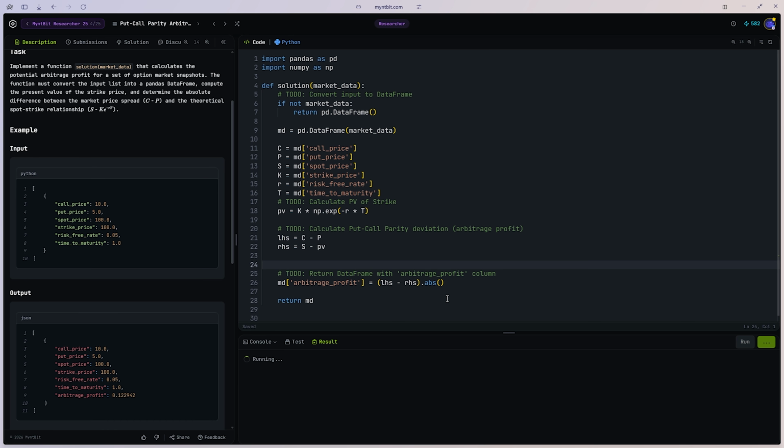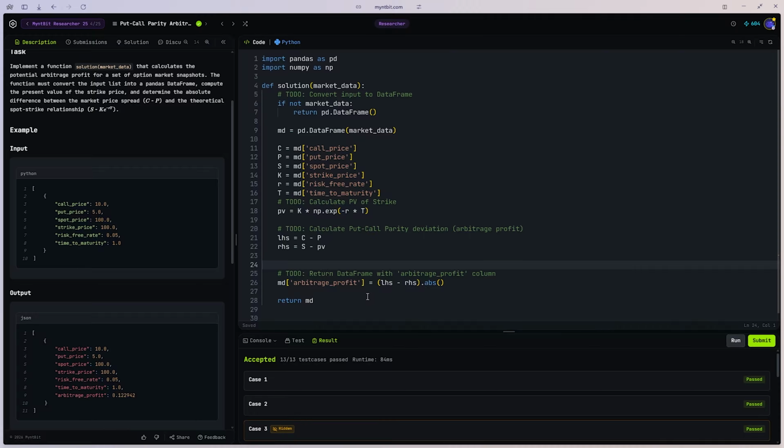Let's submit it. And we got it right. So this was the entire code. And I'll also share with you guys the notebook that I used at the beginning. So hopefully you guys enjoyed, and keep on bidding.